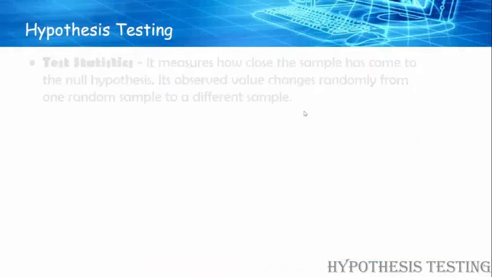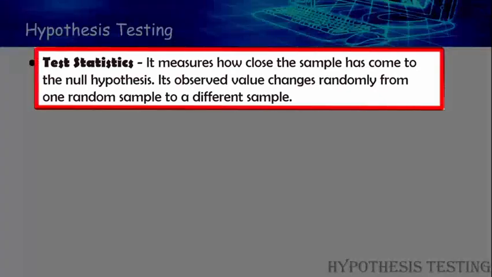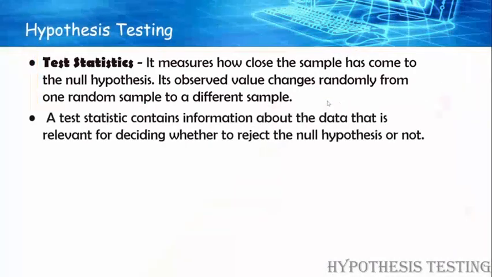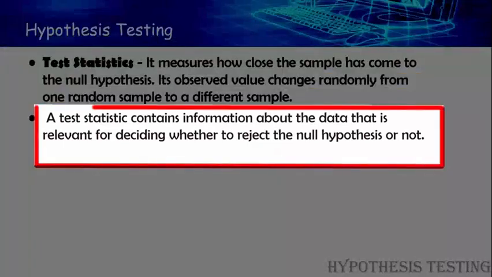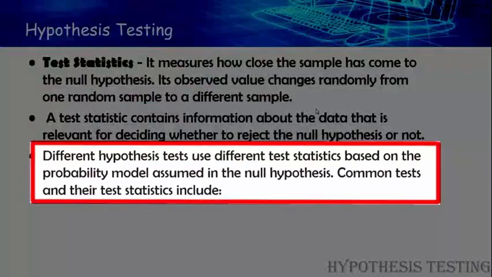Next we have test statistics. A test statistic is a measure of how close the sample has come to the null hypothesis. Null hypothesis means no need to change or do anything, so it is the ideal result. It is observed that the value changes randomly from one random sample to another. A test statistic contains information about the data that is relevant for deciding whether or not to reject the null hypothesis. Different hypothesis tests use different statistics based on the probability model assumed in the null hypothesis.